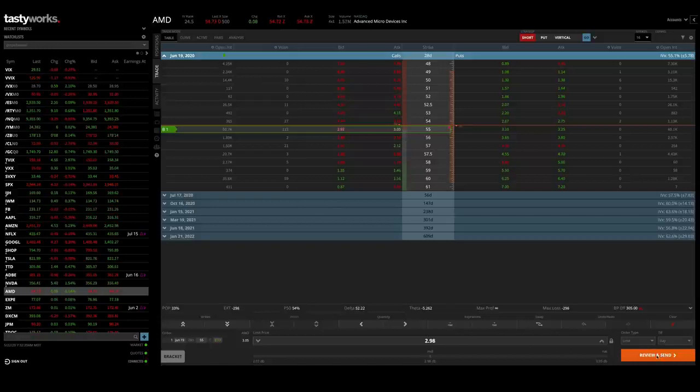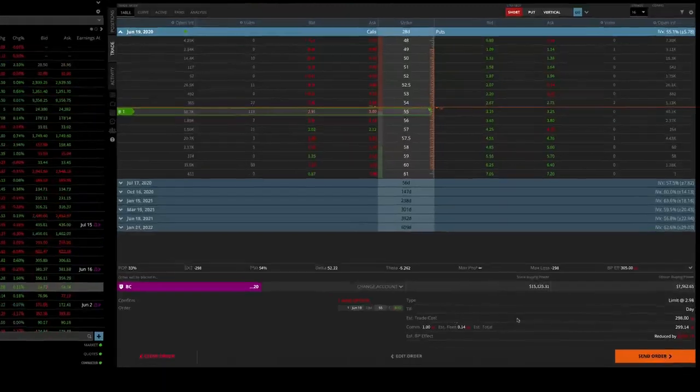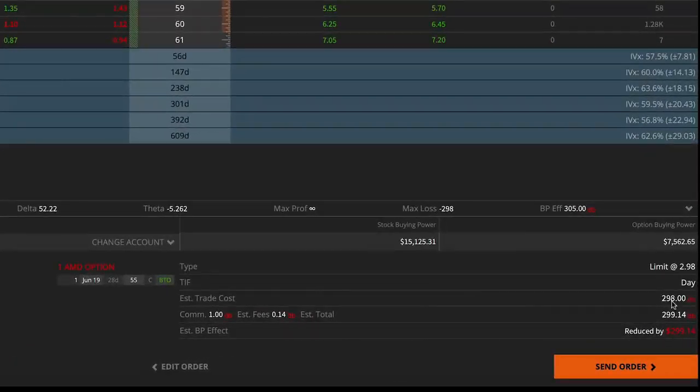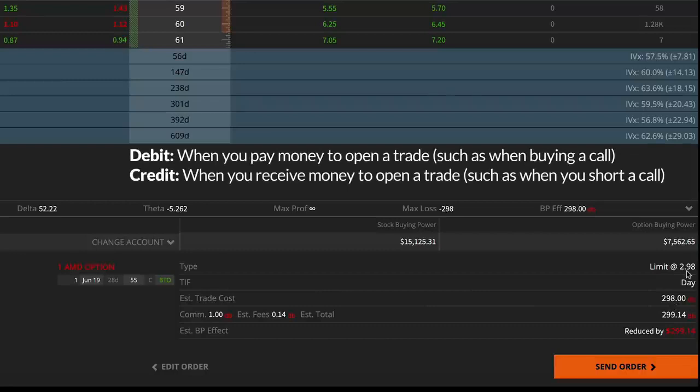So I'm going to go ahead and click review and send, and it tells me my trade cost is a $298 debit. That's because if I try to buy an option for $2.98, we multiply that by 100 to get the premium of $298. So this is telling me I need $298 to purchase this call. But then there's a $1 commission for entering the trade, and then 14 cents in fees. And when we close it, there won't be a commission. So on Tastyworks, $1 to enter, free to close. So round trip, it's essentially 50 cents a contract.